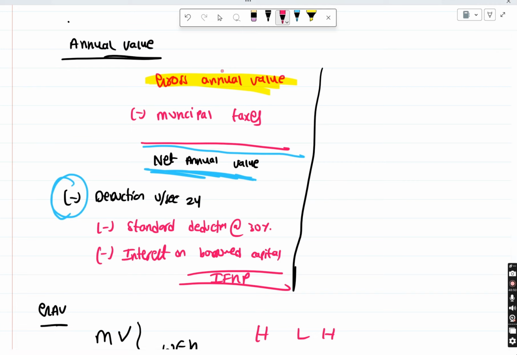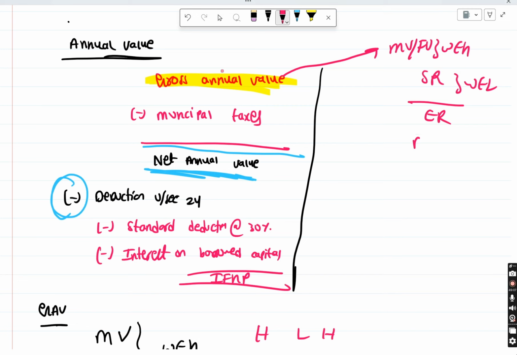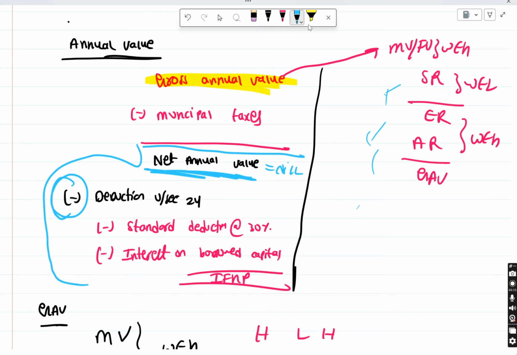So this is for the let out property, whatever we discussed here. How do we find this out? Gross annual value: municipal value or fair value, whichever is higher. Then we compare it with the standard rent and take whichever is lower. Then you get the expected rent, which you compare with the actual rent, whichever is higher. Then you'll get the GAV. So these are all the steps for the let out property. But if it is a self-occupied property, you don't need to do all this. You can directly say net annual value is equal to nil. You can start from here if it is a self-occupied property. You understand?